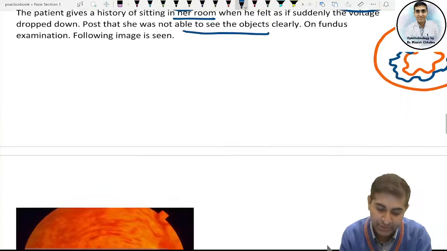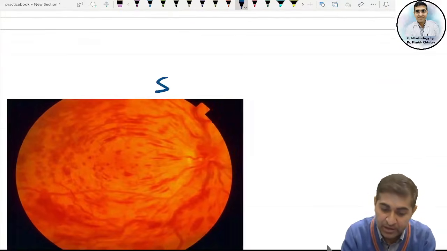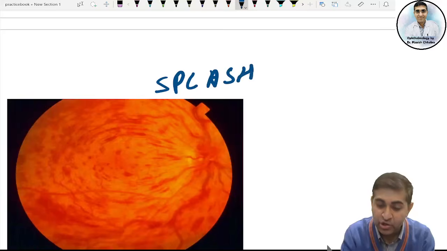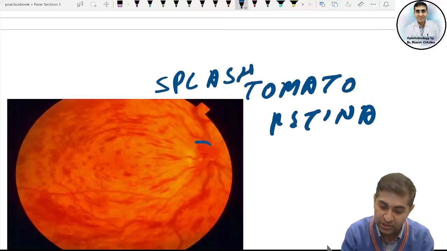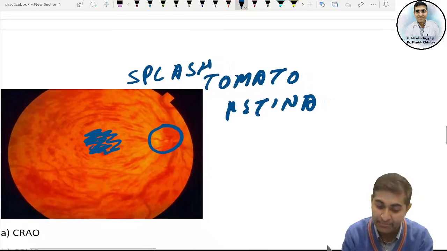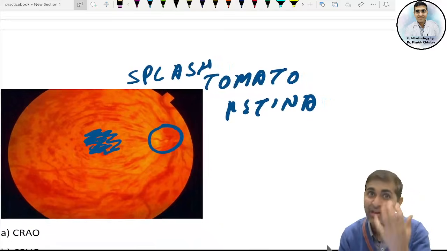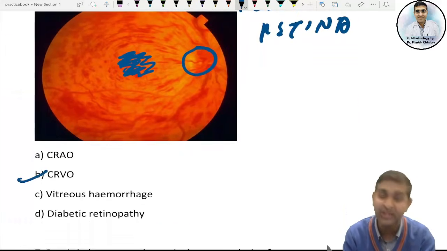On fundus examination, the following is seen. What is this? This is a typical splash tomato appearance of the retina. And you can also see non-defined disc margins. You can also see that there is haziness at the macula, which goes more in favor of macular edema. Of course, macular edema will be very well seen with FFA or OCT. But anyway, this is a clear-cut case of central retinal vein occlusion.